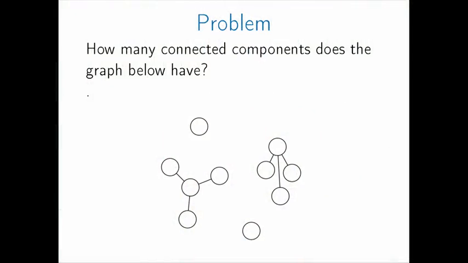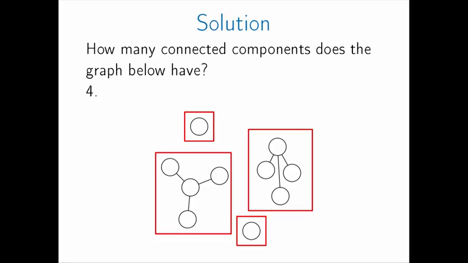So just to make sure we're on the same page, if we have the following graph, how many connected components does it have? Well, this graph is going to have 4. If you look at these 4 things, each of them is all connected up, but there are no edges between any pair of them.